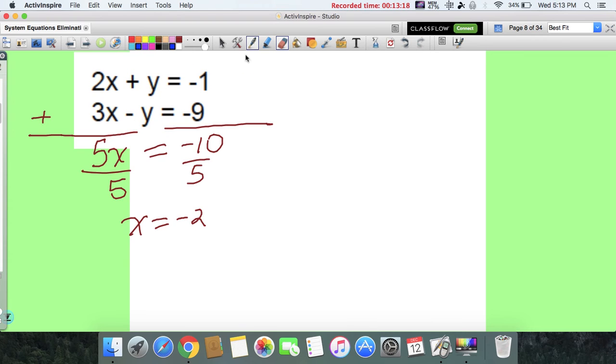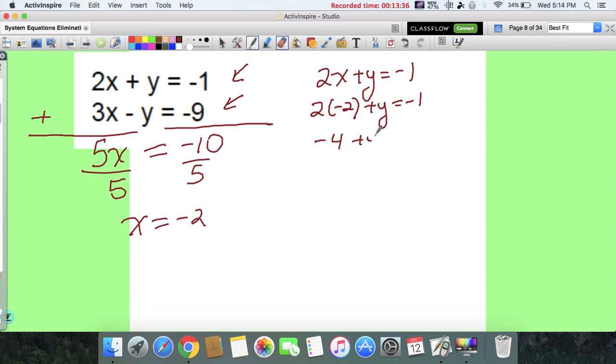So now that I have x equals negative 2, I can pick either this equation or this equation. Let's pick the top one, 2x plus y equals negative 1. Substitute, because x equals negative 2, so I'm going to replace x with negative 2, plus y equals negative 1. 2 times negative 2 is negative 4 plus y equals negative 1. I'm going to add 4 to this side and add 4 to that side. These two will cross out, and y equals negative 1 plus 4, negative 3. Not negative 3, sorry, positive 3. And so my answer is negative 2, 3.